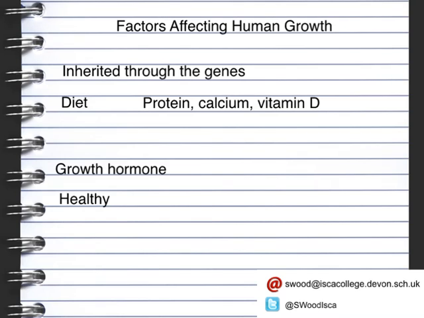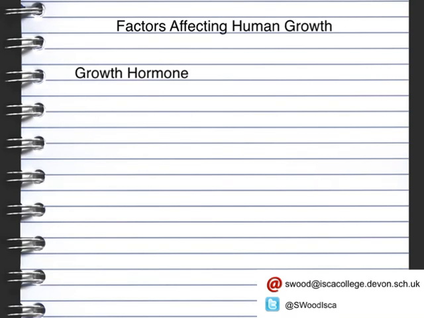Now the growth hormone that we just mentioned can cause people to either grow too little if they're not producing enough, or they can grow too much. The growth hormone is produced in the pituitary gland, and it releases energy for growth from fat stores and stimulates the growth of long bones.